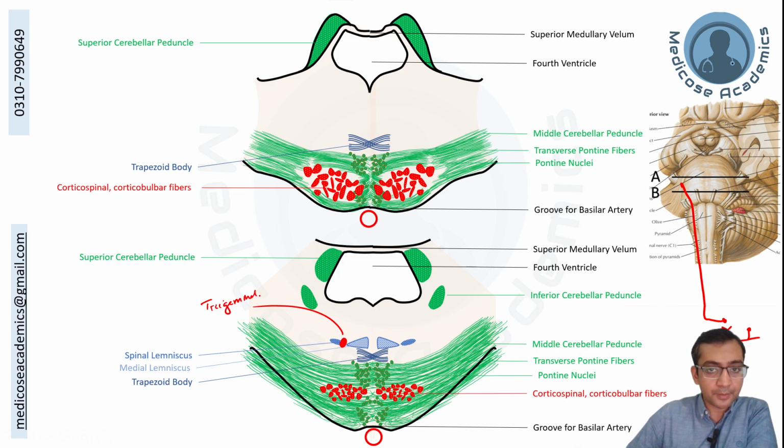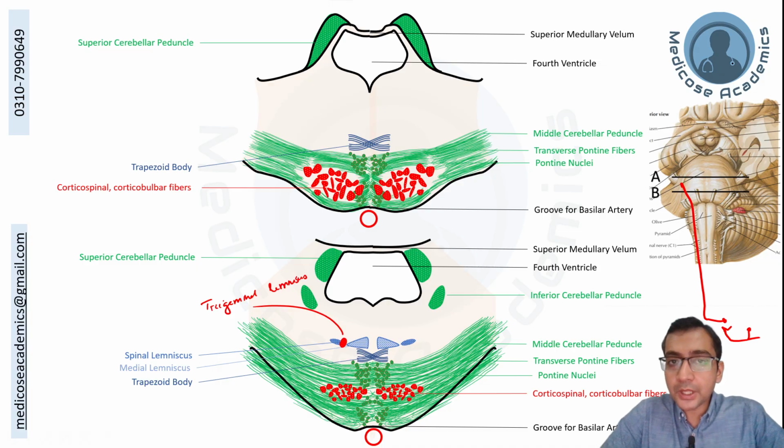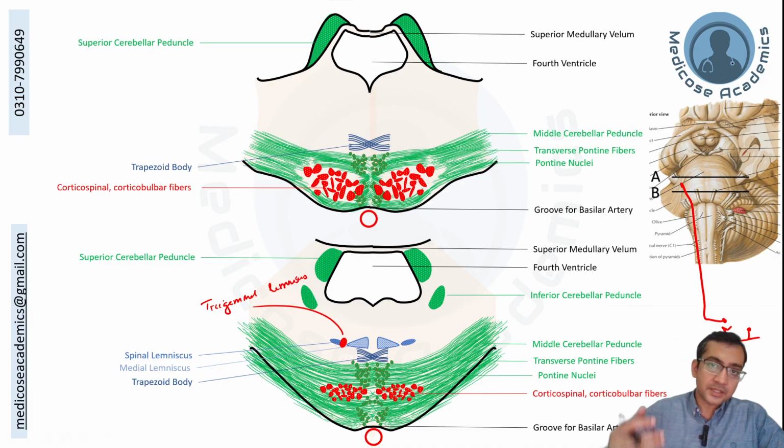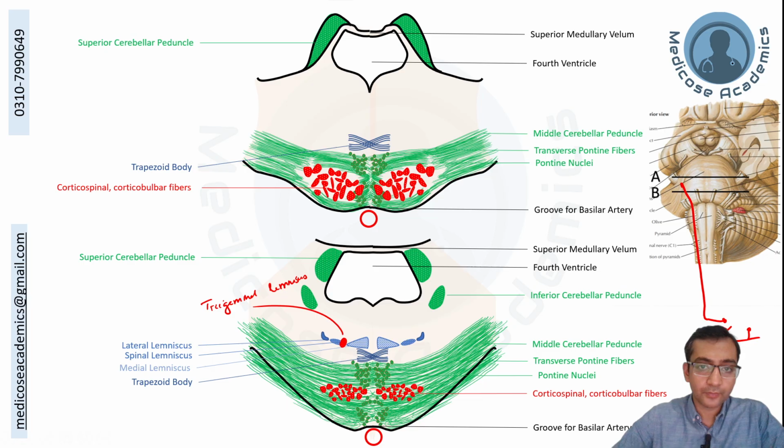Trigeminal lemniscus, as you can see by the name, is the lemniscus coming up from the trigeminal nuclei. The second order neurons arising from the spinal nucleus of the trigeminal nerve will cross the midline and travel up, which we call the trigeminal lemniscus. Then there is the lateral lemniscus.